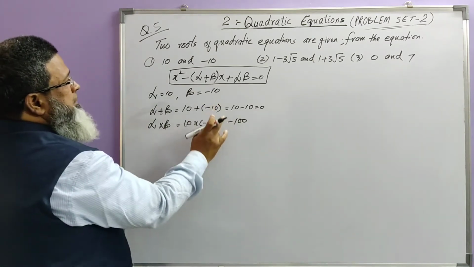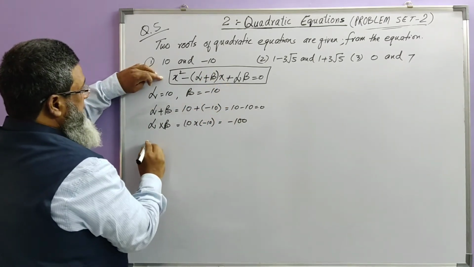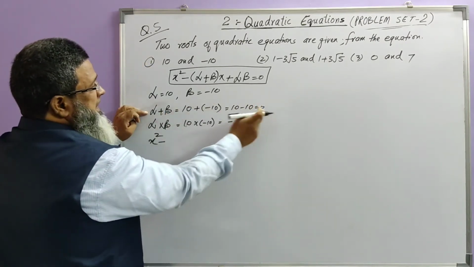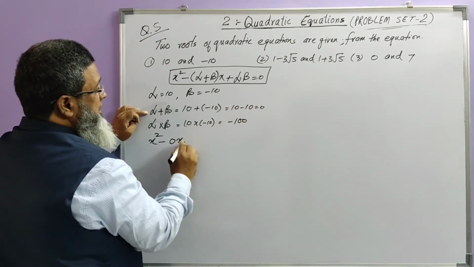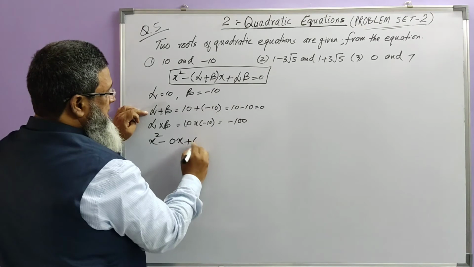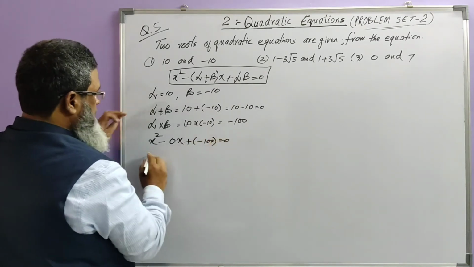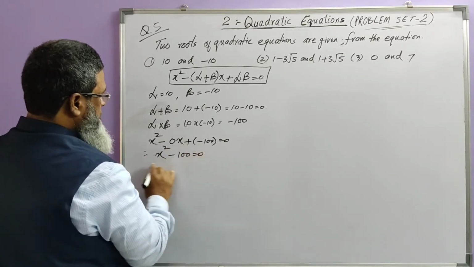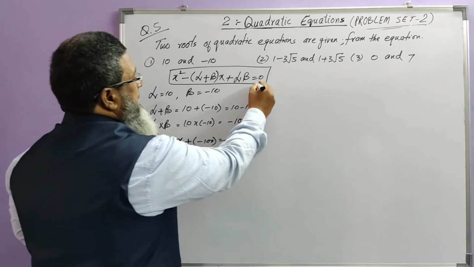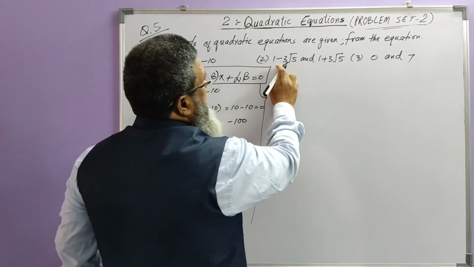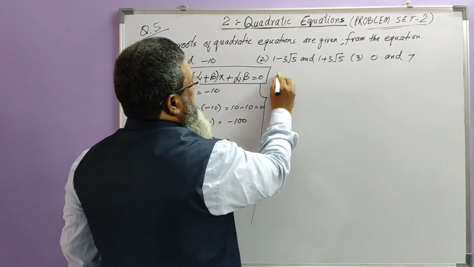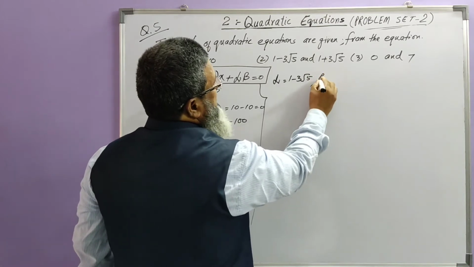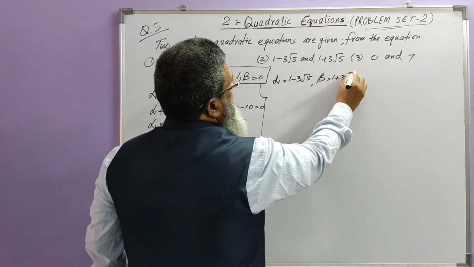So put these values of alpha and beta in this form. So the equation must be x square minus, alpha plus beta is 0, so 0x plus alpha into beta, which is minus 100, is equal to 0. So therefore the equation is x square minus 100 is equal to 0. In the second example, alpha is equal to 1 minus 3 root 5 and beta is equal to 1 plus 3 root 5.